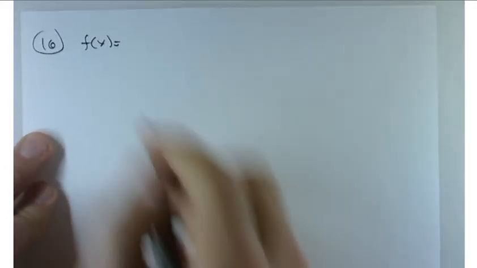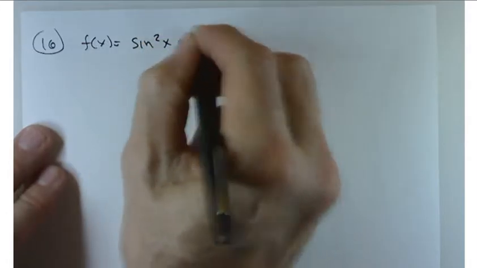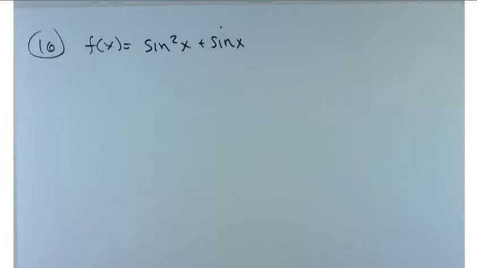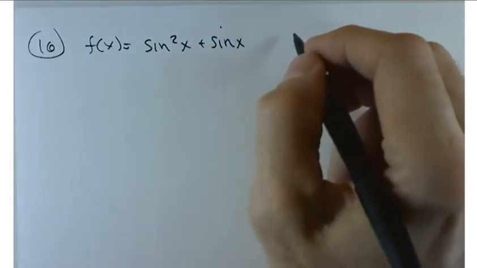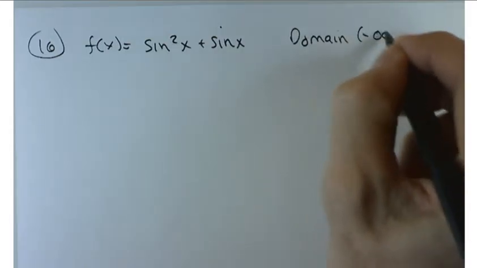F of x is sine squared of x plus sine of x. Let's first consider the domain of this function. Are there values for which sine is undefined? No. Sine is kind of like the polynomial of your trig functions. I mean, it's nice and smooth, no places where it's undefined. You can differentiate it as much as you want. So sine is a nice function. Its domain is everything. So domain is negative infinity to infinity.